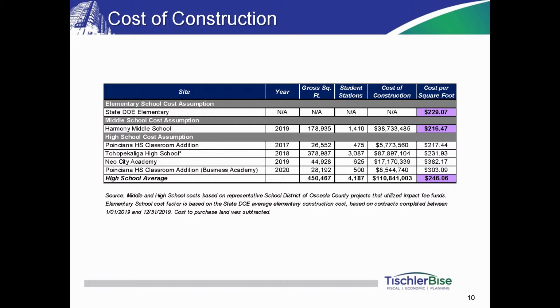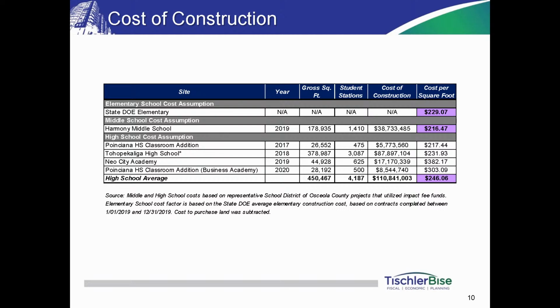So the next cost assumption is the cost of construction, and what we tried to do here is use recent projects that the district has constructed that utilize impact fee funds. If I misspeak here, please correct me, but typically on reconfigurations, remodels, those kinds of things, the school district hasn't used impact fee funds as the primary source of revenue. So we want to be reflective of how you actually use the revenue.